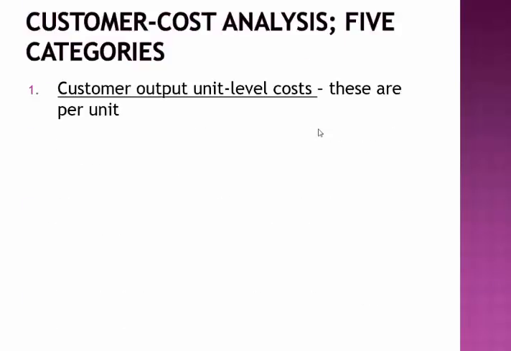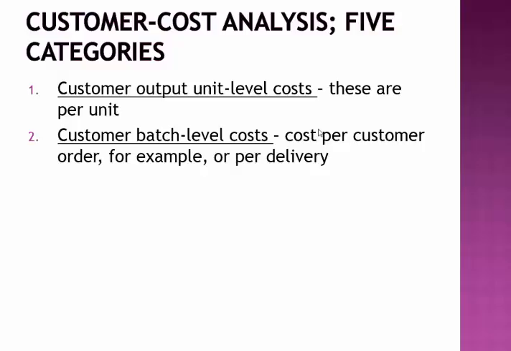Alright, so we've got 5 categories here. Number 1 is the customer output unit level cost. Again, I repeat, customer output unit level cost. These are done on a per unit basis. Many times what we're talking about here is product handling cost.